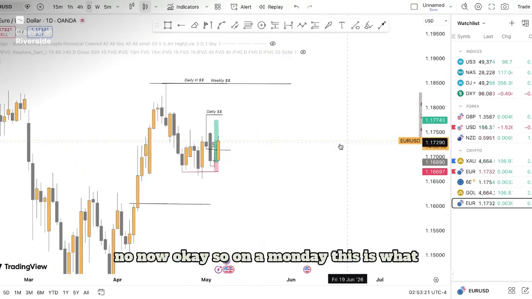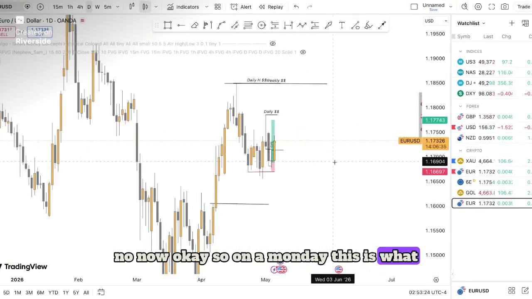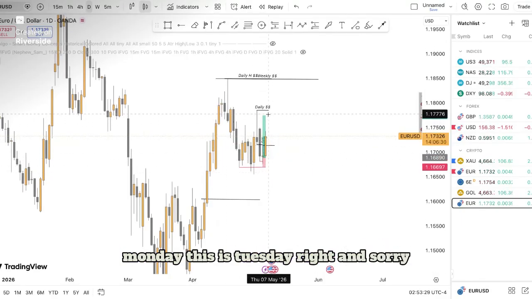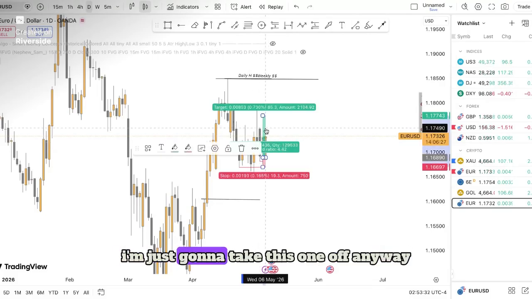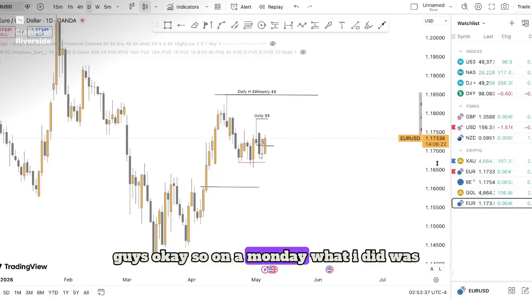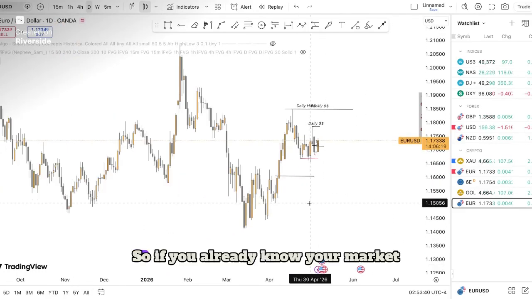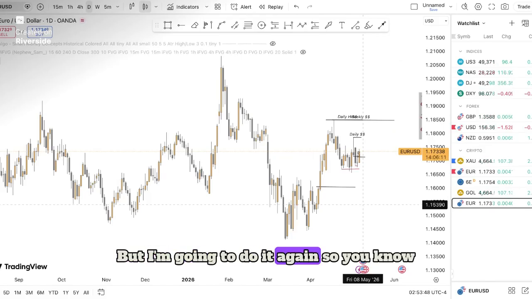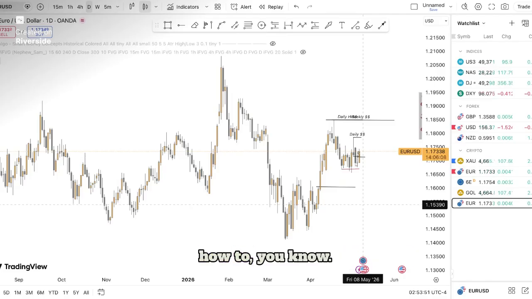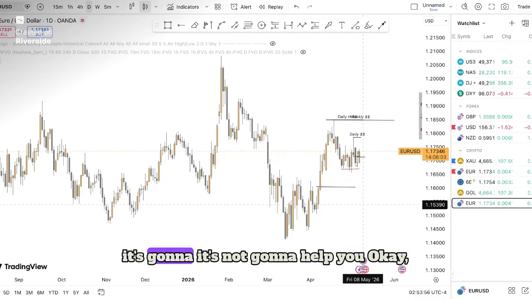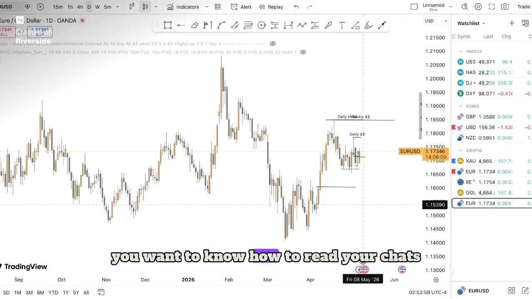Okay. So on a Monday, this is what the chart looks like before. So this is Monday, this is Tuesday, right? And sorry, I'm just going to take this one off anyway so that I have a clean chart for you guys. Okay, so on a Monday, what I did was, so if you already know your market structure, I think I've done a bit about market structure on my videos, but I'm going to do it again so you know how to read your charts, because it's very, very important. If you don't know how to read your charts, it's not gonna help you. Okay, you want to know how to read your charts.